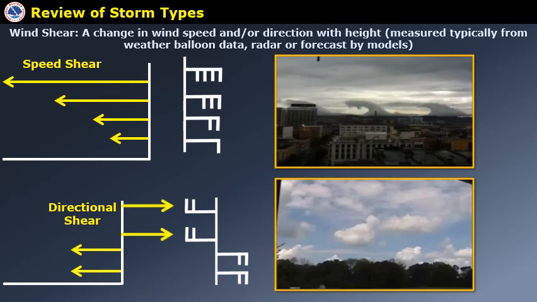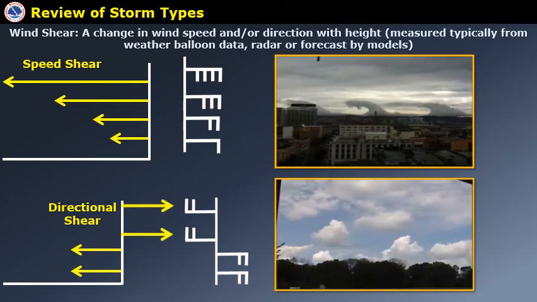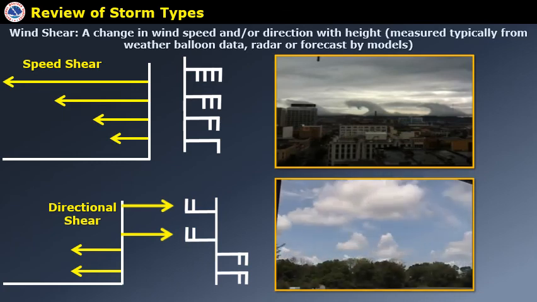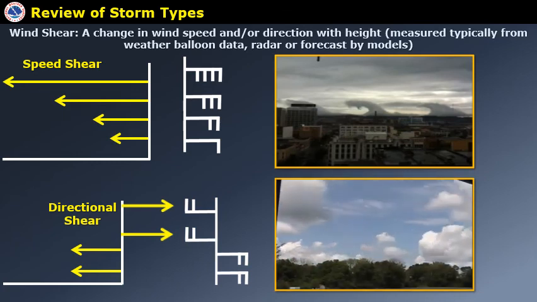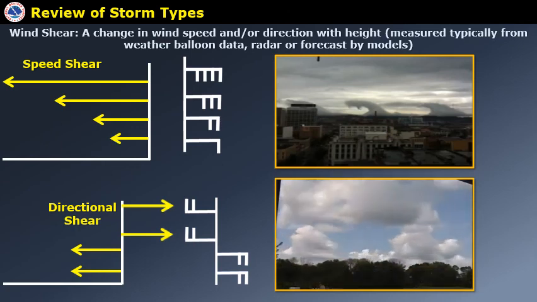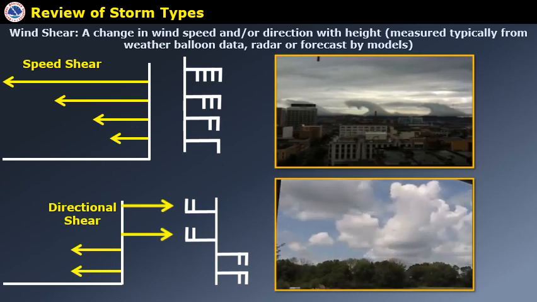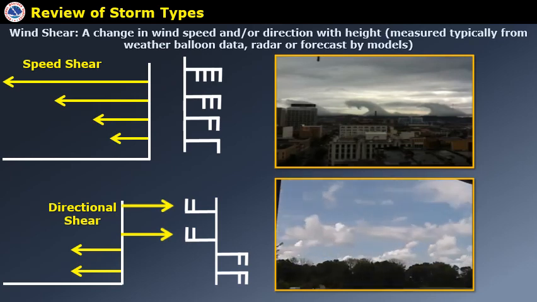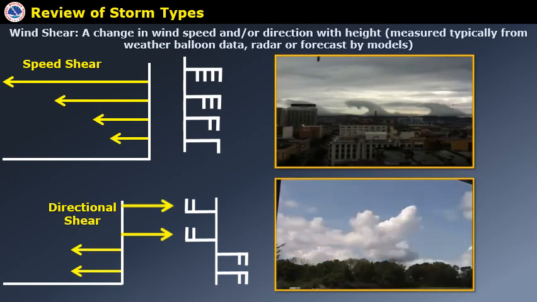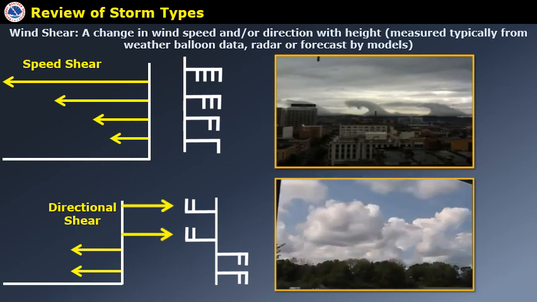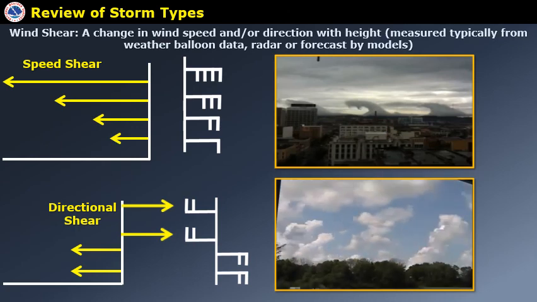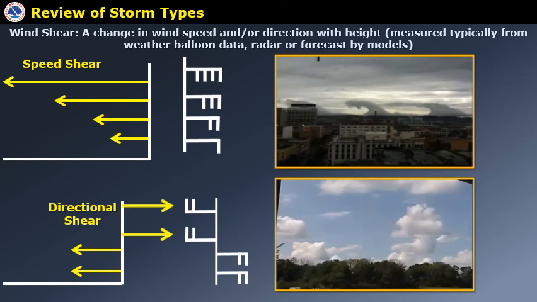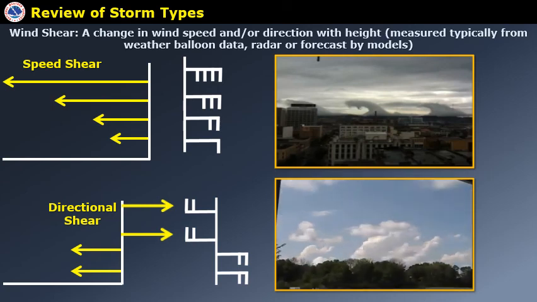Now, if we take a look at the time lapse here in the bottom right, we notice that the base of the clouds are moving in one direction, while the top of the clouds are moving in another direction. And this indicates directional shear. And so again, winds in the lower portion of the atmosphere are moving one way, while winds in the upper portions of the atmosphere are moving another.